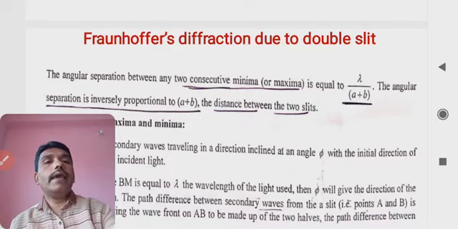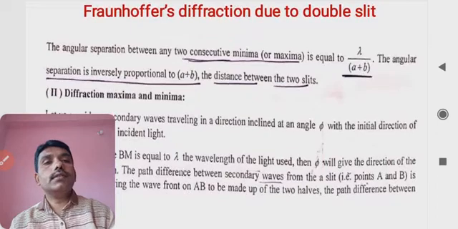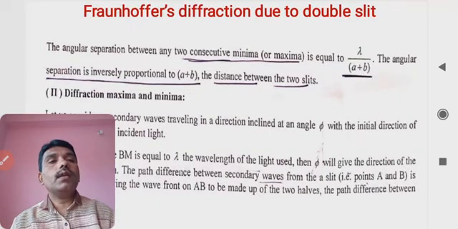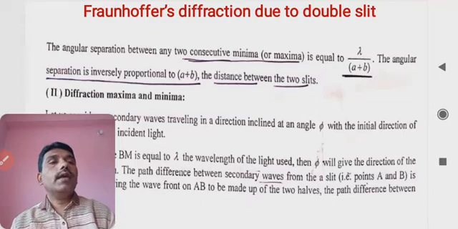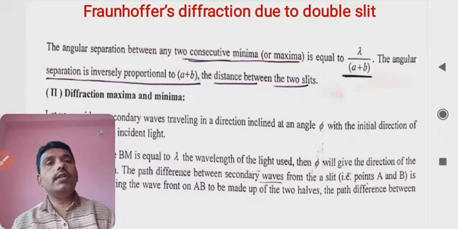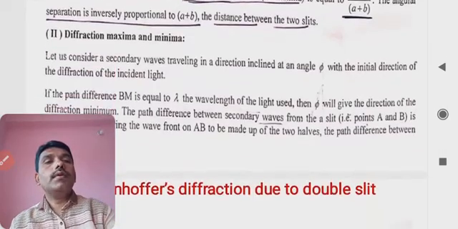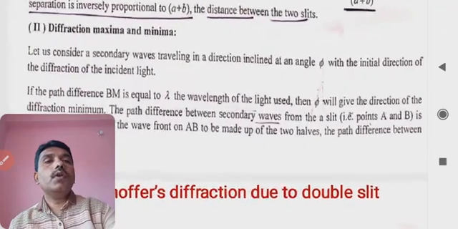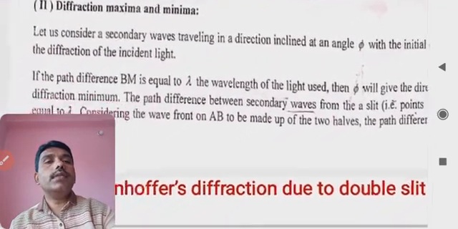Where the angular separation is inversely proportional to slit distance, that is a plus b, the distance between the two slits. Small a plus b is to be there. And this is how the interference occurs in Fraunhofer's diffraction due to double slit. But the diffraction maxima and minima are going to occur again at the same stage, only the angle is going to differ.